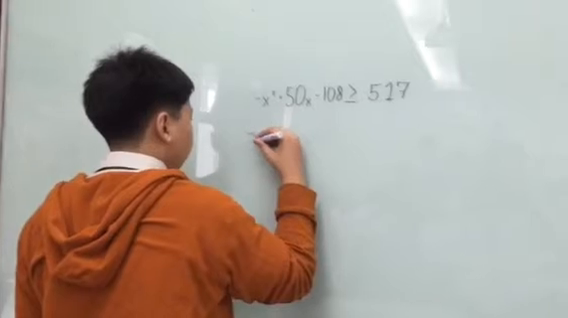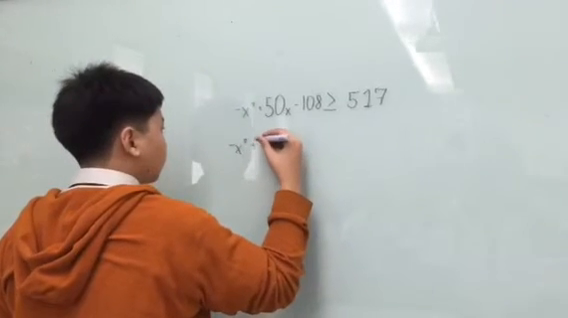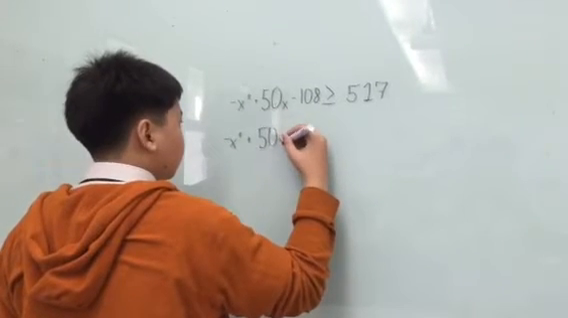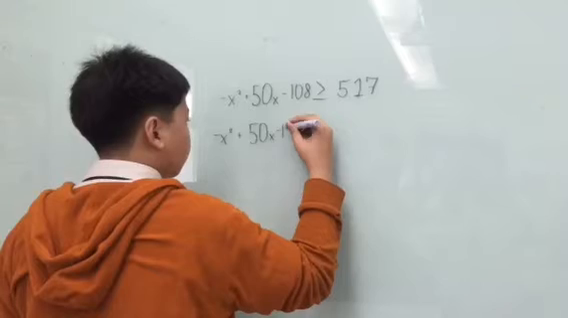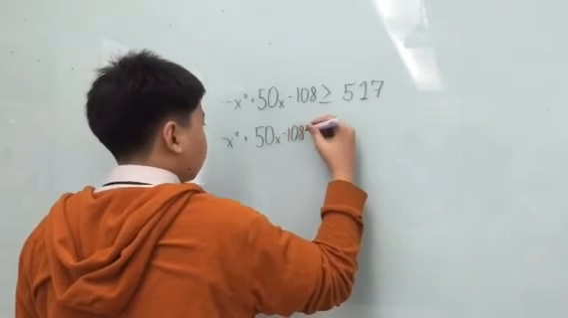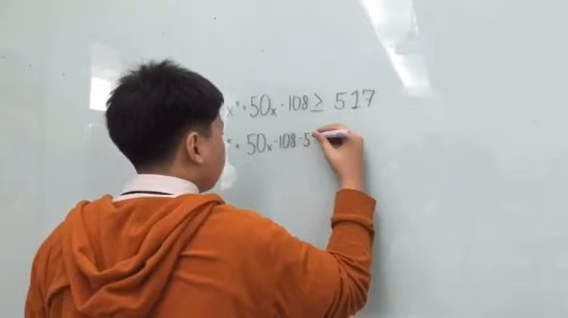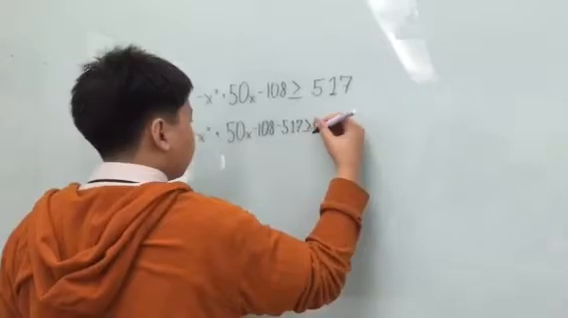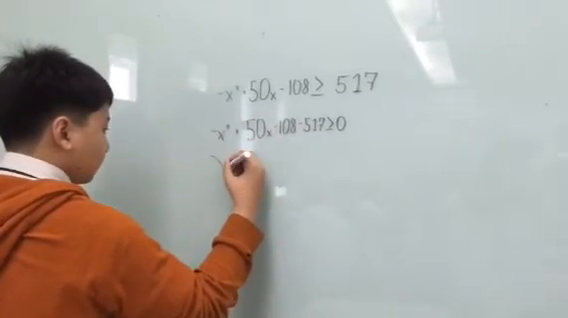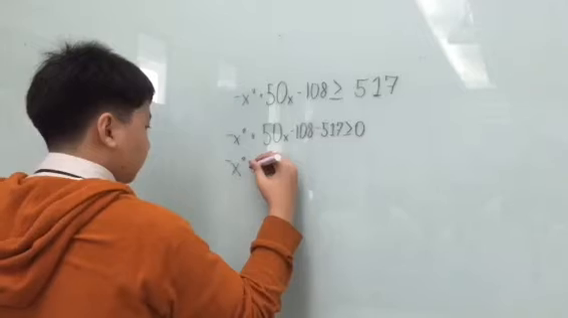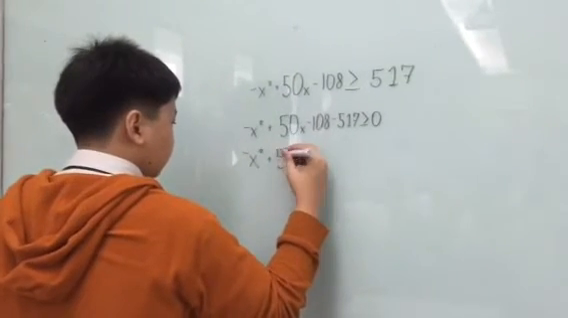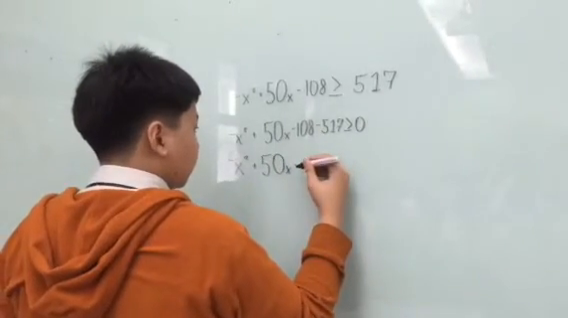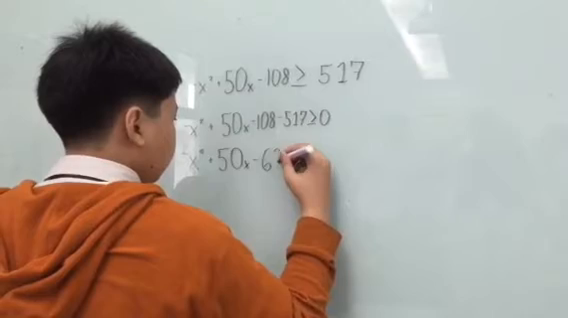First off, we need to transpose 517 to the other side of the equation. In doing so, the equation is now equal to negative x squared plus 50x minus 108 minus 517 is greater than or equal to 0. Now, we shall simplify the equation by adding negative 108 to negative 517, which in turn will become negative 625.